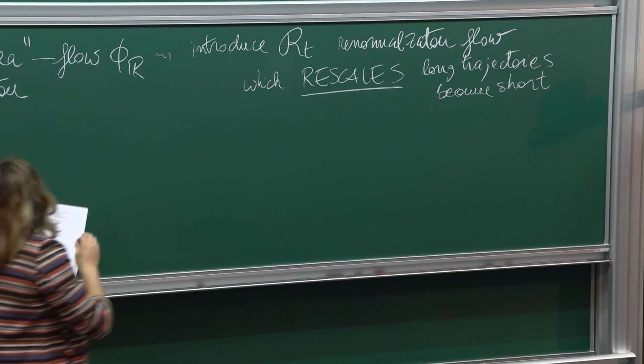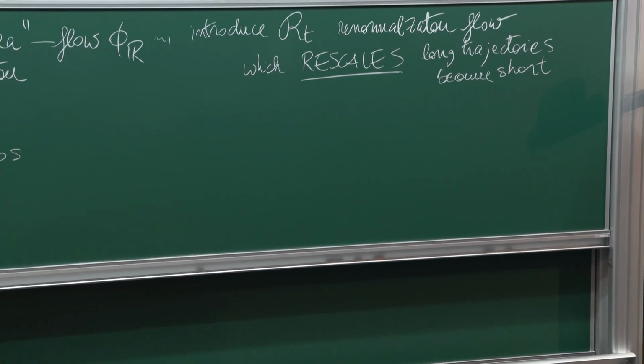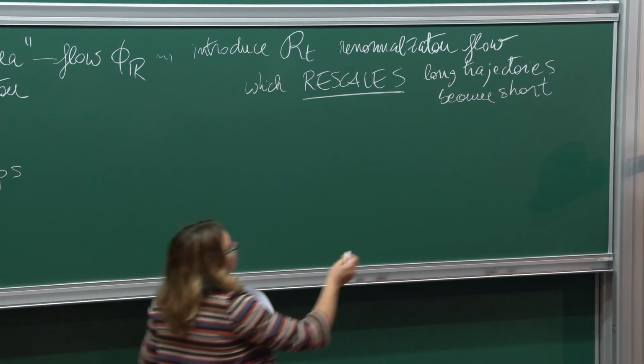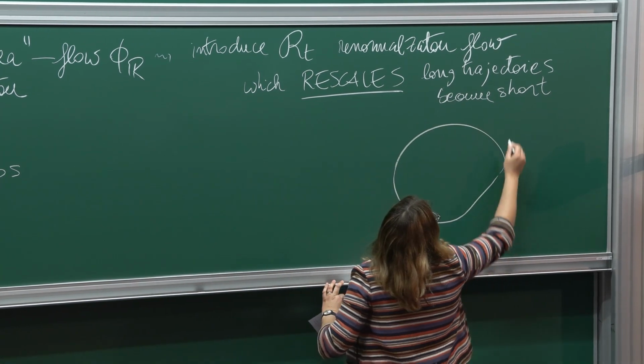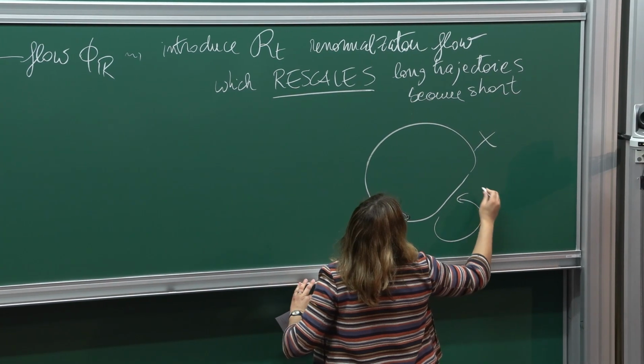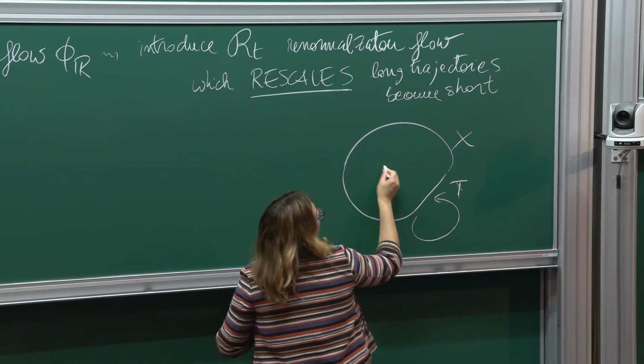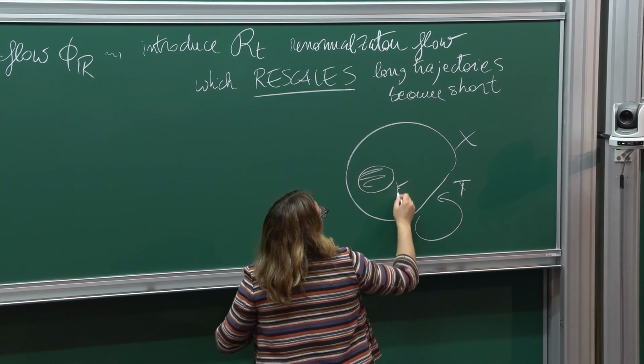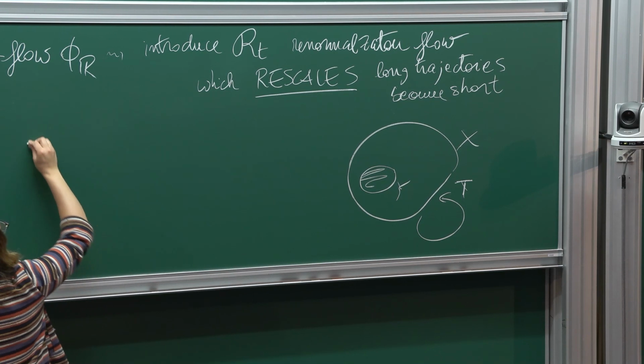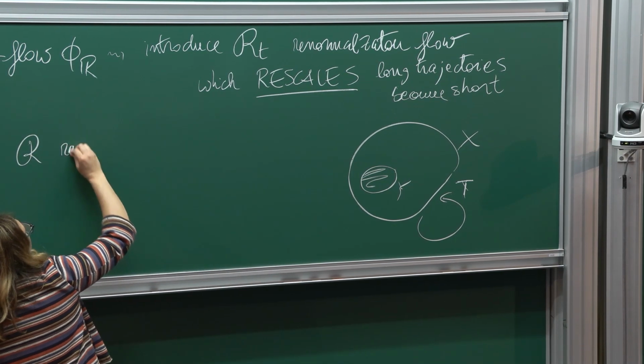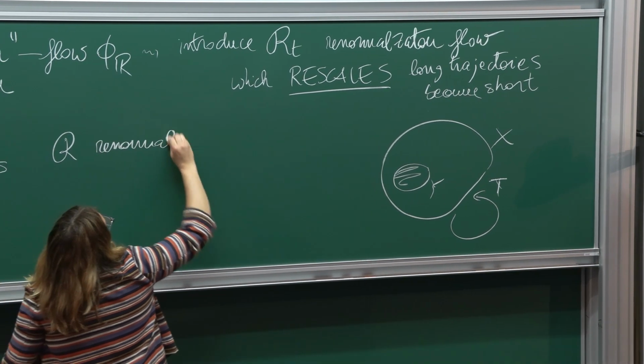In the discrete case, when I have a map on my space, T, another way to think of renormalization is that I look at smaller scales. R in this case is a renormalization operator.